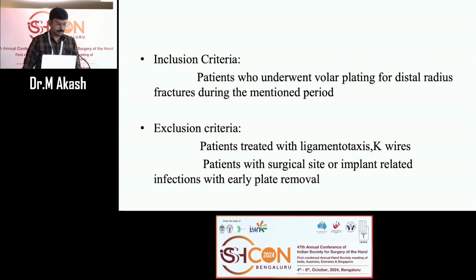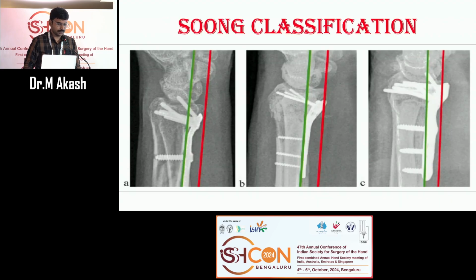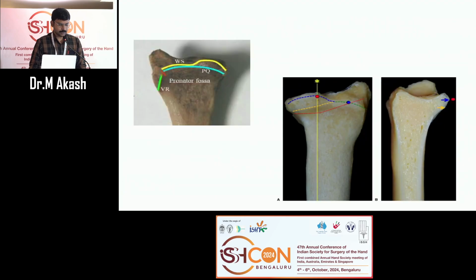We excluded patients who underwent K-wires or other surgeries, and patients who had surgical site infections which led to early plate removal. They were classified according to Soong grading, and in patients who had wrist pain or tendinitis-like symptoms, ultrasound was taken. This is a picture depicting the Soong classification. A tangent is drawn from the volar lip of the distal radius and classified as 0, 1 and 2 according to the plate prominence. There is a watershed line, which is the most distal part of the distal radius along the volar lip.